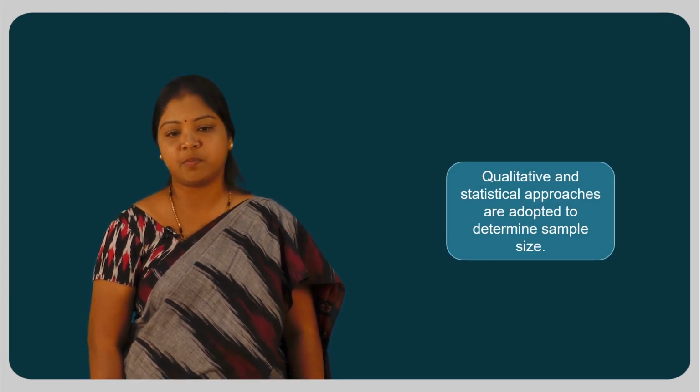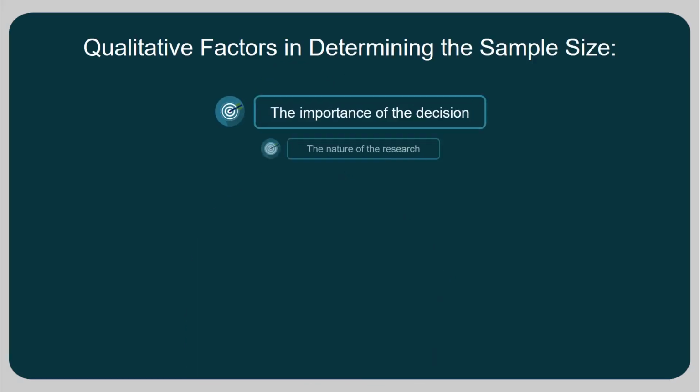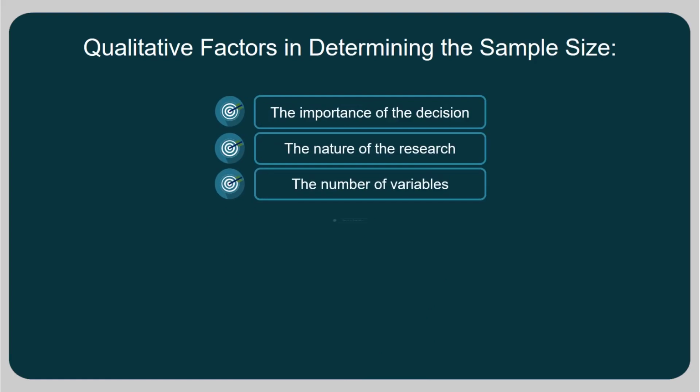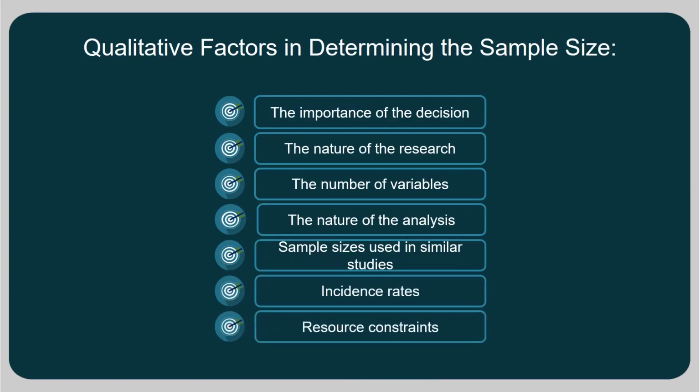We come to step 4 of the sampling designing process, that is sample size calculation. There are qualitative and statistical approaches adopted to determine sample size. As I had already mentioned in step 1 while defining the target population, I want to remind you again of those qualitative factors which are important for determining the sample size. They are importance of the decision, the nature of research, the number of variables, the nature of analysis, sample sizes used in similar studies, incidence rates, and resource constraints.